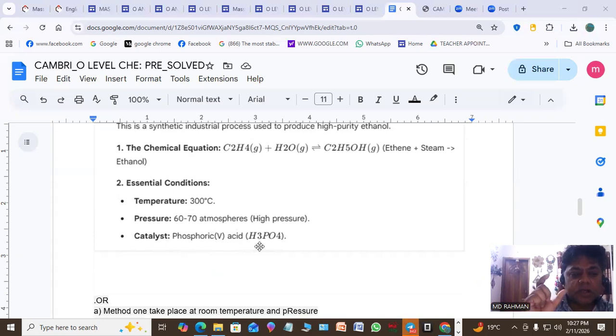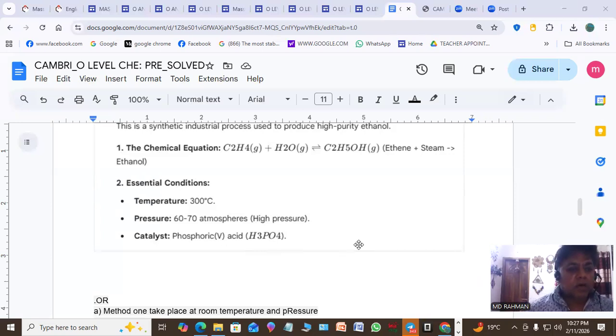So these are the three main parameters you should keep in mind to answer all types of questions that will be asked on the basis of this information. That is 30 degrees centigrade temperature, pressure 60 to 70 atmosphere, and the catalyst H3PO4. These are the most important things that you have to memorize. If you review this video 1 or 2 times, it will easily be possible for you to memorize.